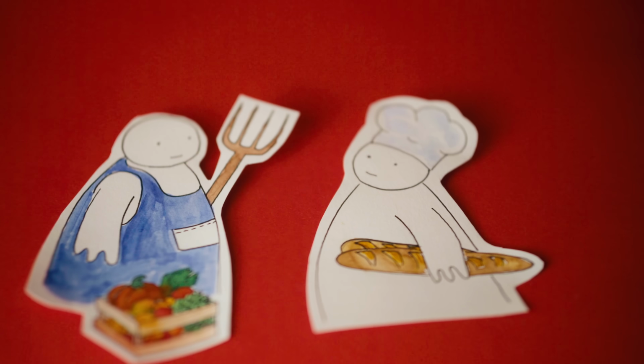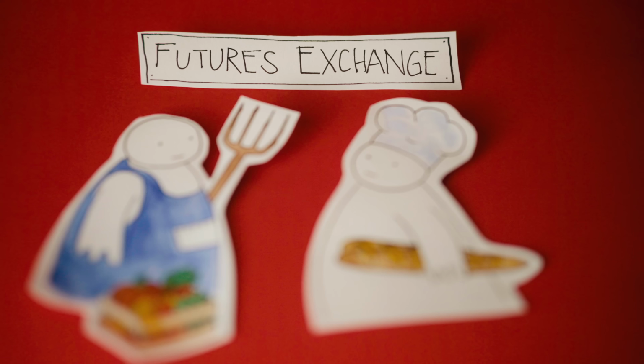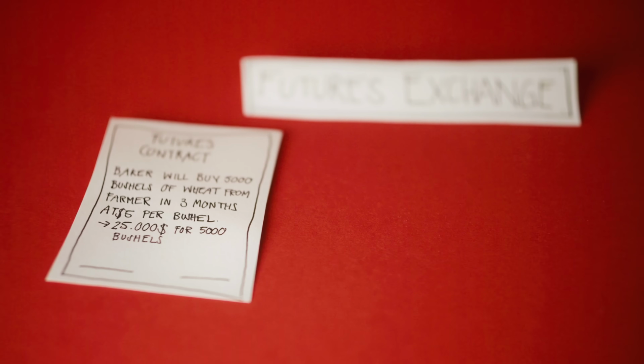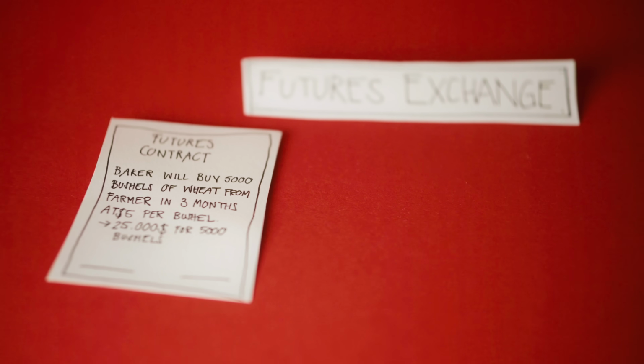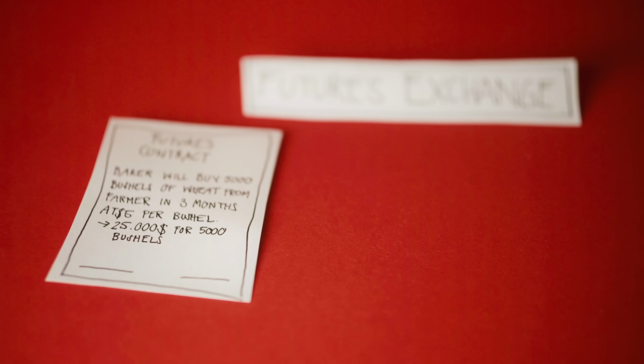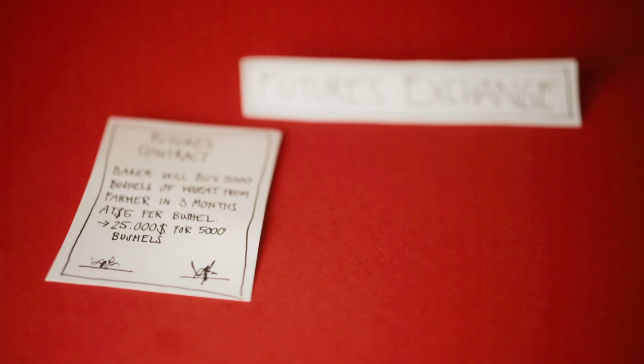So what do? They both go to a futures exchange. Basically, a giant marketplace where these contracts are standardized and ready to go. And there it is, the perfect solution. A futures contract that says the baker will buy 5,000 bushels of wheat from the farmer in 3 months at a fixed price of $5 per bushel. So a total of $25,000. Boom, done.